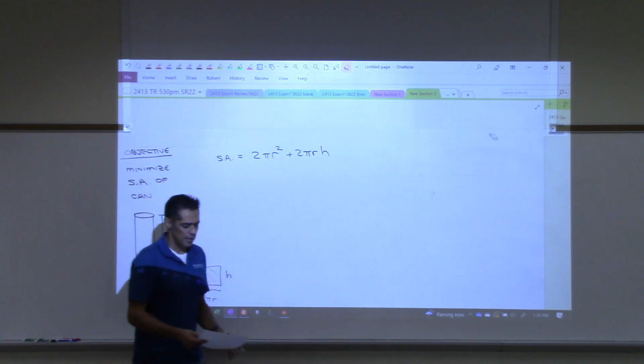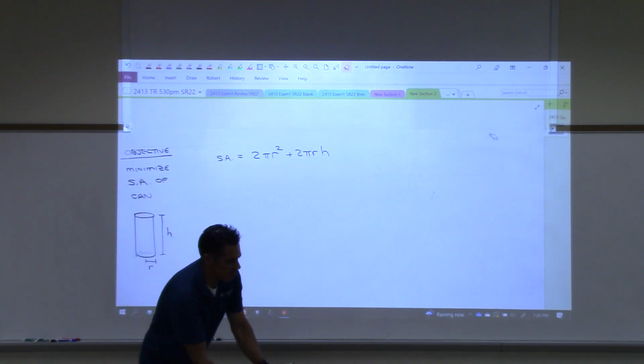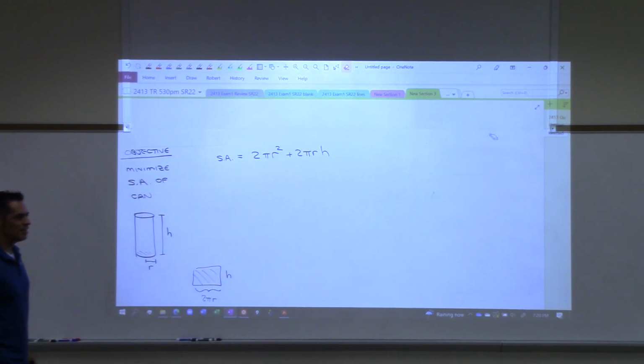There we go. See, we didn't need a formula sheet. We didn't need Siri or Alexa or anyone else. Okay? That is the surface area of a right cylinder.